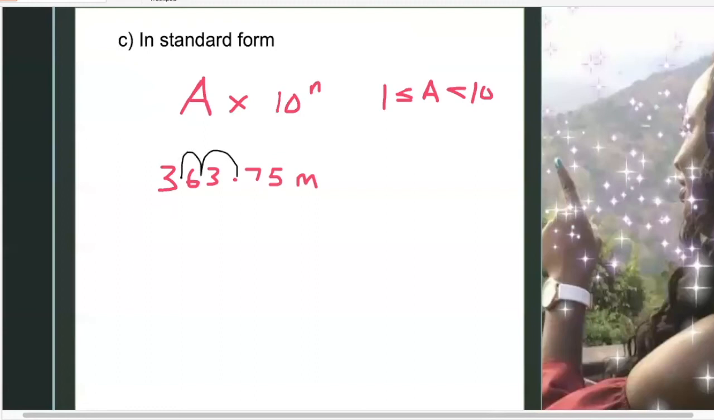So I move it another place, and if you realize here, it becomes 3.6375, and this number is between 1 and 10. Let me correct, this is millimeter, not meter. So therefore, as standard form, I will have times 10. Now, because we have moved the decimal point 2 places to the left, I am going to have times positive 2.